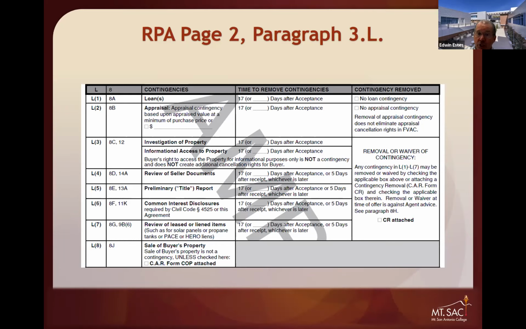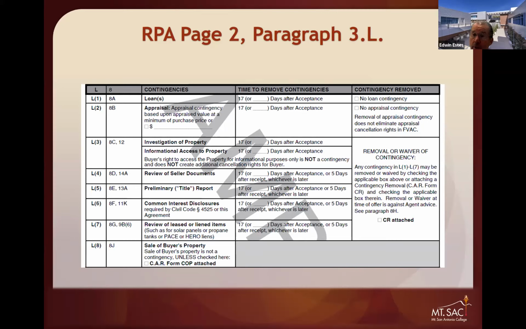Well, they've made it consistent. Notice in column 4, everything is now 17 days. So it made it nice and consistent. Should make it easier for you to navigate through your transaction, all right? So both the loan contingency and the appraisal contingency can be removed with this offer.